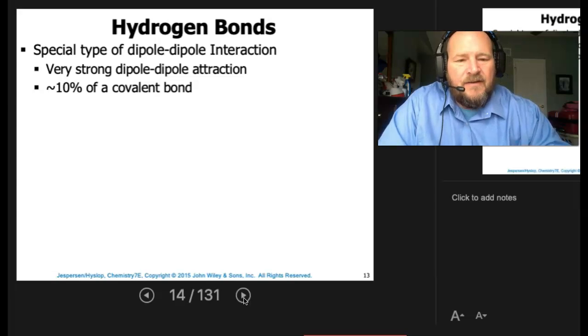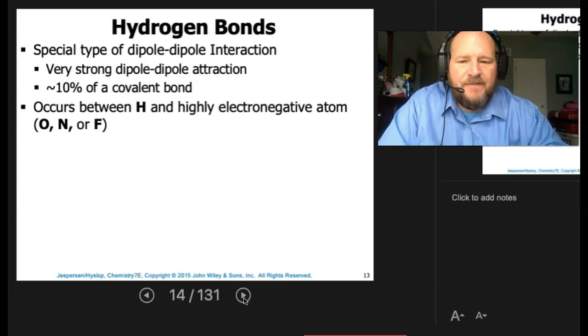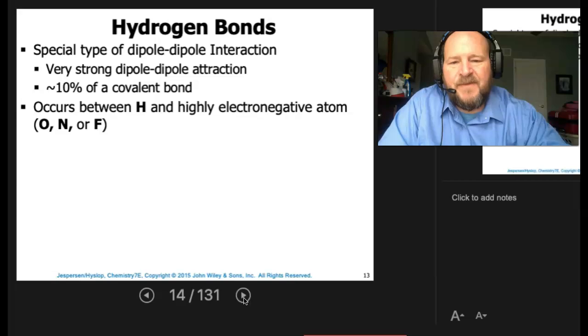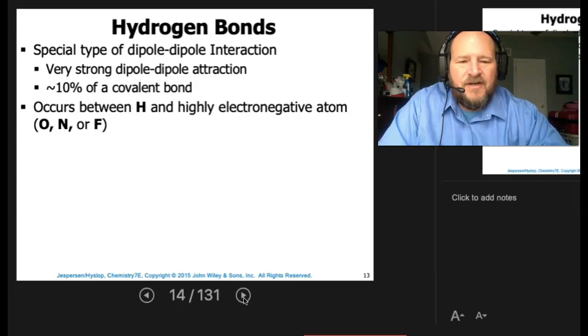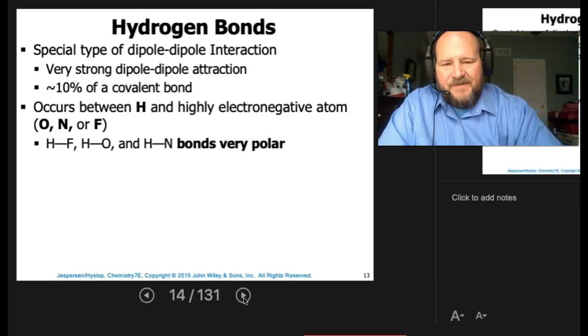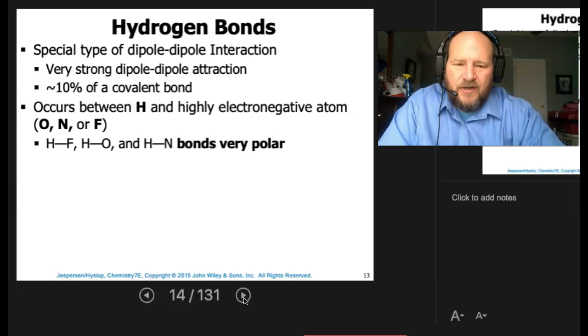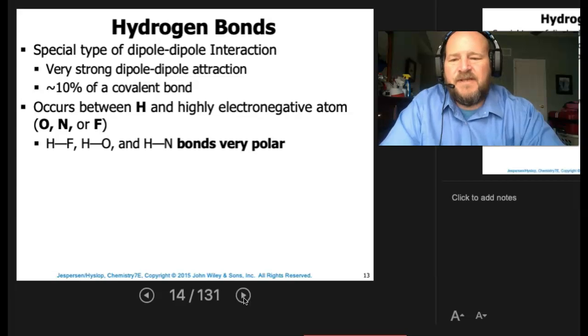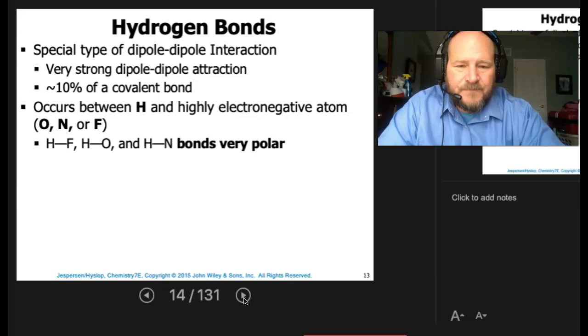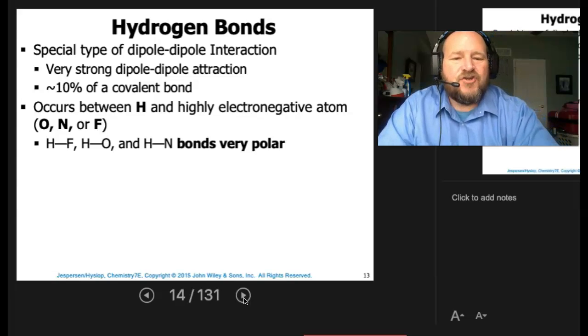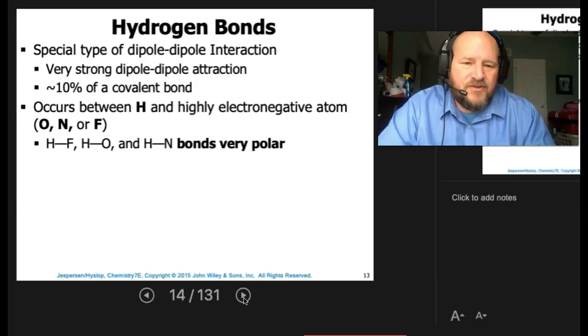Now, there's a key here though. Obviously it's a hydrogen bond, so it has to have hydrogen in it, and then it also has to interact with one of 3 other atoms. It has to be oxygen, nitrogen, or fluorine. In other words, it's an HF interaction, an HO interaction, or an HN interaction. These bonds are very polar, and that loosens up that hydrogen to be attracted to another electronegative portion of the molecule.